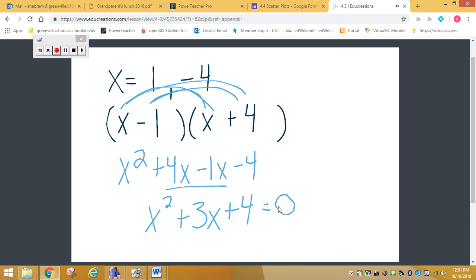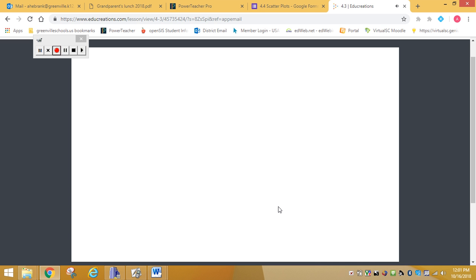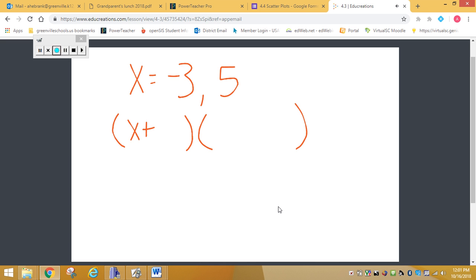Let me do another one just to kind of make sure you get it. So what if I tell you your answers are negative 3 and 5? Okay, we're going to start by writing them back in their parentheses. And you write them with the opposite. So my first answer was negative 3, so I'm going to write it as x plus 3. My second answer was a positive 5, so I'm going to write minus 5.